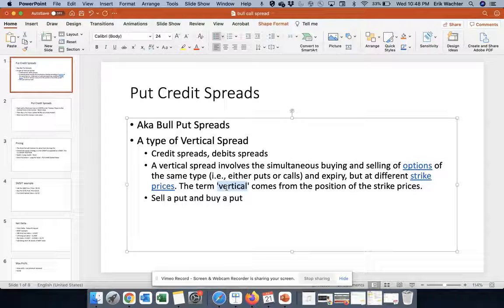In our case, for example in Microsoft, just picking an example, we'll sell a 280 put, and then we'll also buy a 270 put underneath that, with the August 20 expiration date.